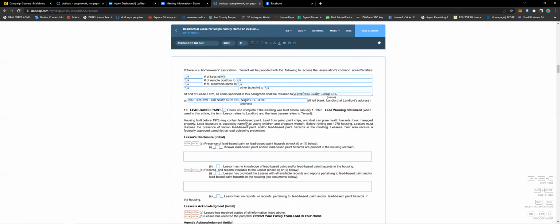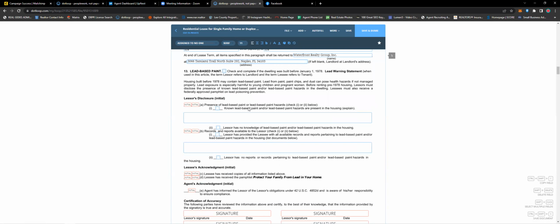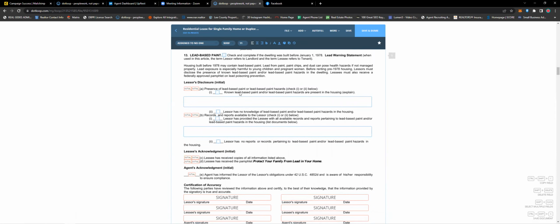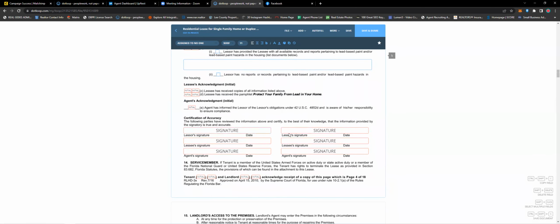Then it goes on to talk about lead-based paint. If the property was built before 1978, then you need to fill out all the below. If not, then you don't need to worry about it. And then you would have each party sign here. Notice that there are initial pages for each of the tenant and landlord below that as well on every page.